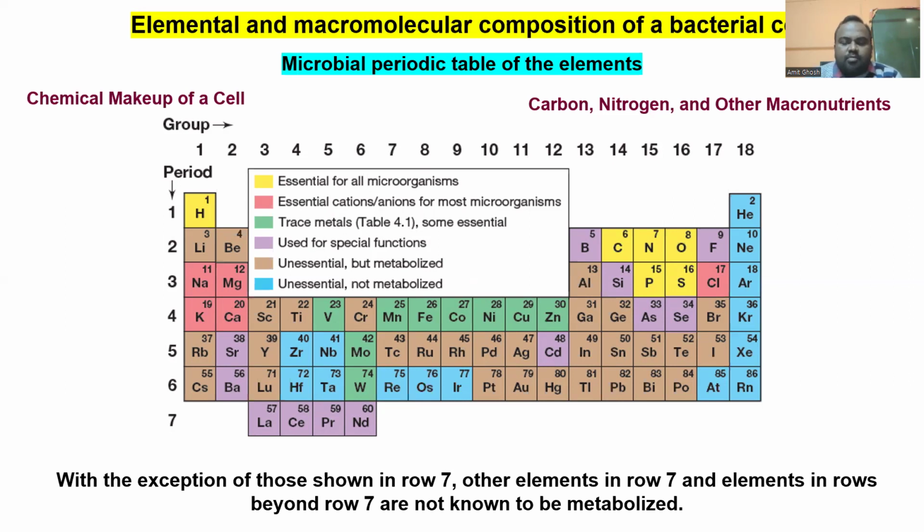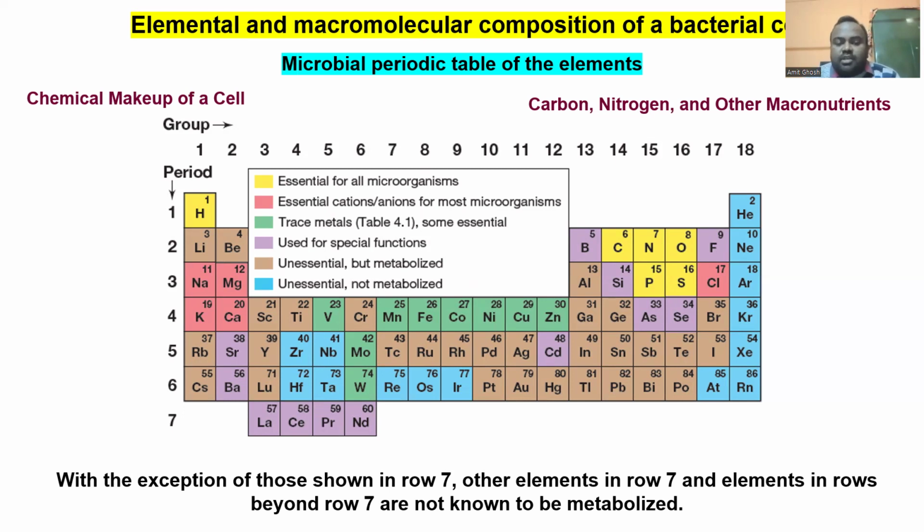Here we can see the periodic table. We know what a periodic table is, but here the different elements are color coded. The significance of the color code is that those elements are required for microbial growth, and you can say it is the chemical makeup of cells. We know that carbon, nitrogen, and other elements, like the yellow-coded elements, are essential for all microorganisms: hydrogen, carbon, nitrogen, phosphorus, sulfur, oxygen.